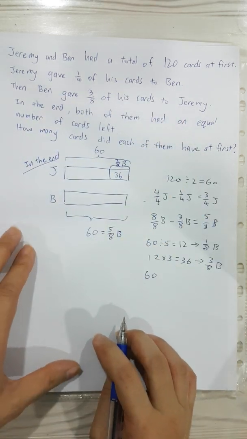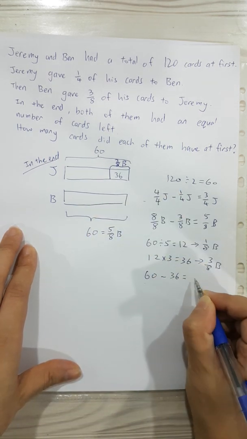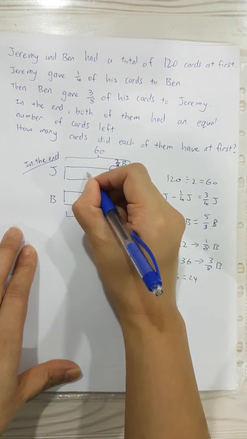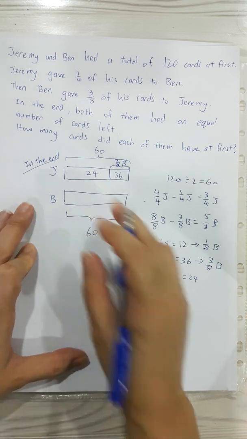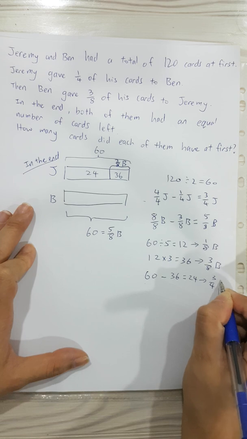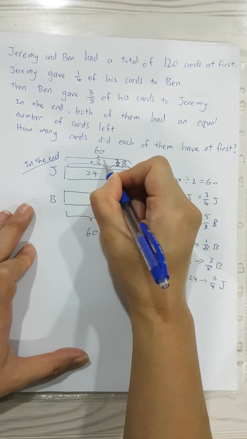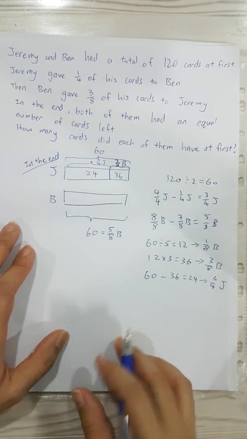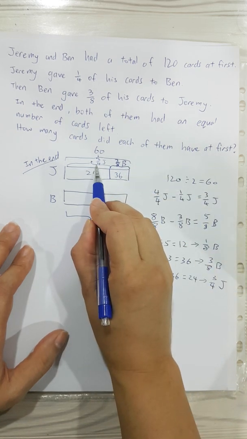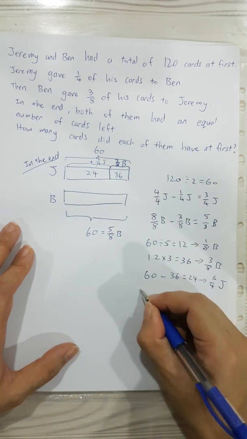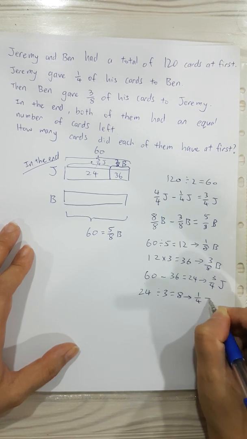Okay, next part, 60 minus 36, I will have 24. So I fill it up here. Here will be 24. Once I fill this up, you will notice that this is actually 3/4 Jeremy. This part. Okay, so if I know this is 3/4 Jeremy, this is the part that he received from Ben, I can find 1/4 of Jeremy. So 24 divided by 3, I will get 8. This is 1/4 of Jeremy.